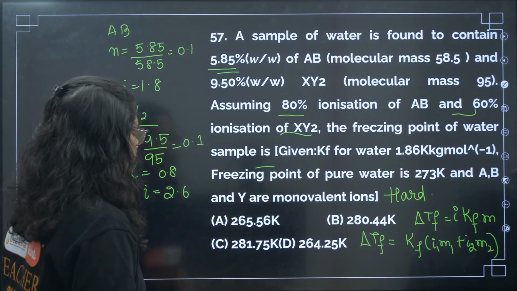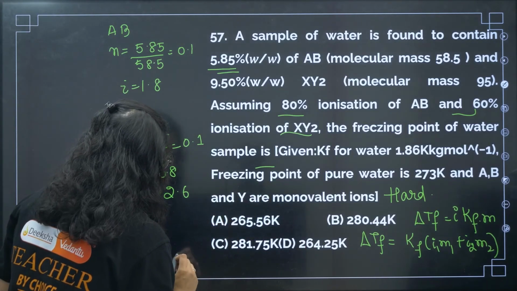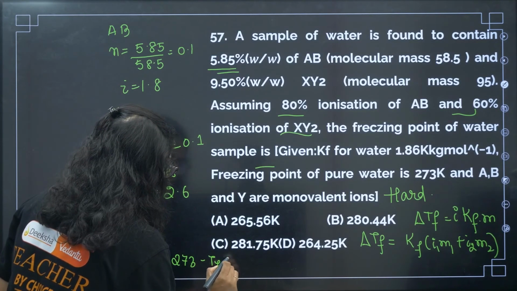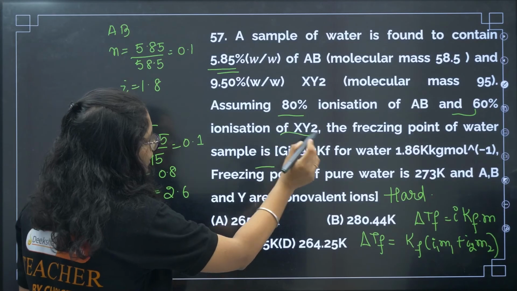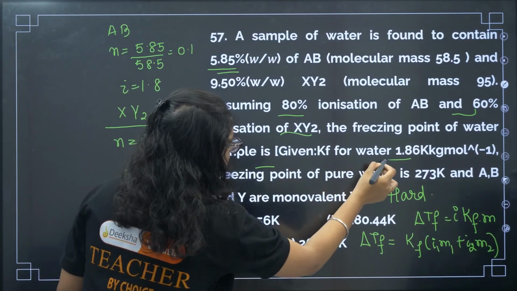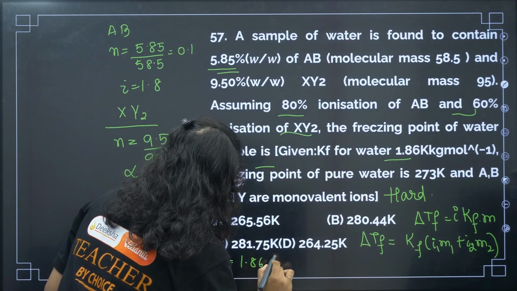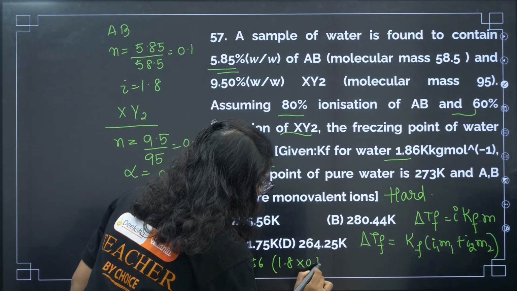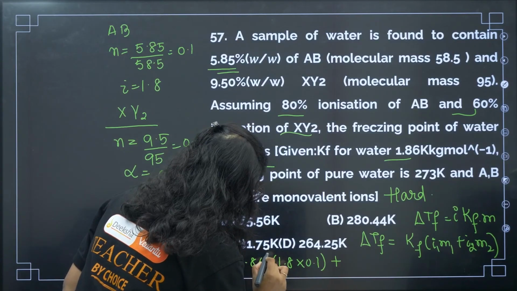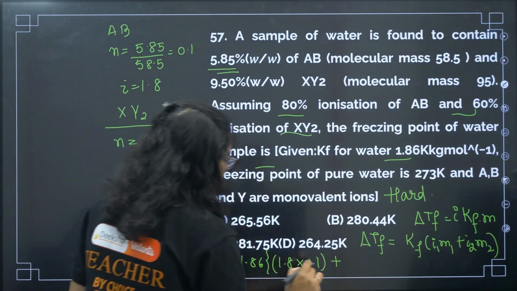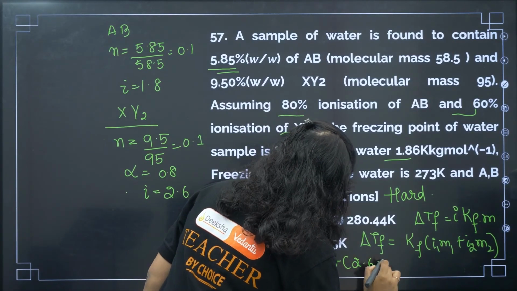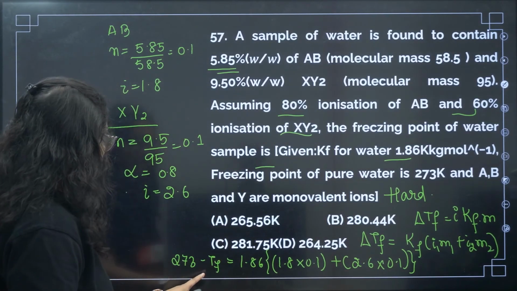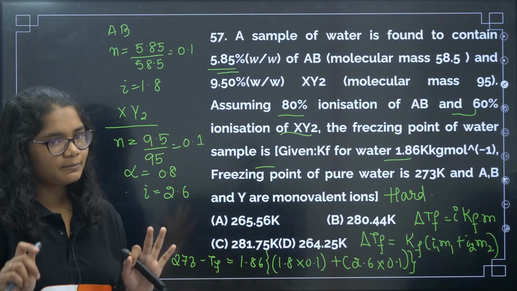So now let us substitute the values here. So delta TF, I can calculate 273 minus TF is equal to KF, which is around 1.86, yes. KF is 1.86, I1 is 1.8 into 0.1, I1 M1 plus we have 2.6 into 0.1. Now if I have to solve this equation and find the value of TF, the calculation part is yours.